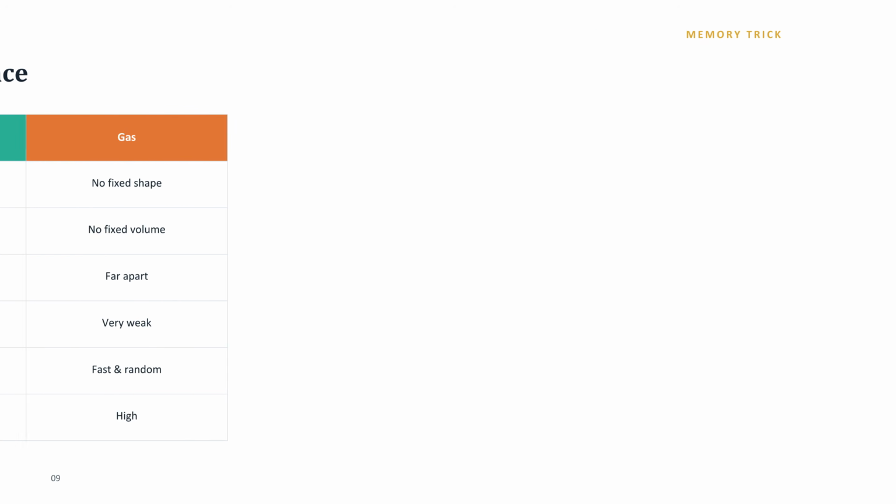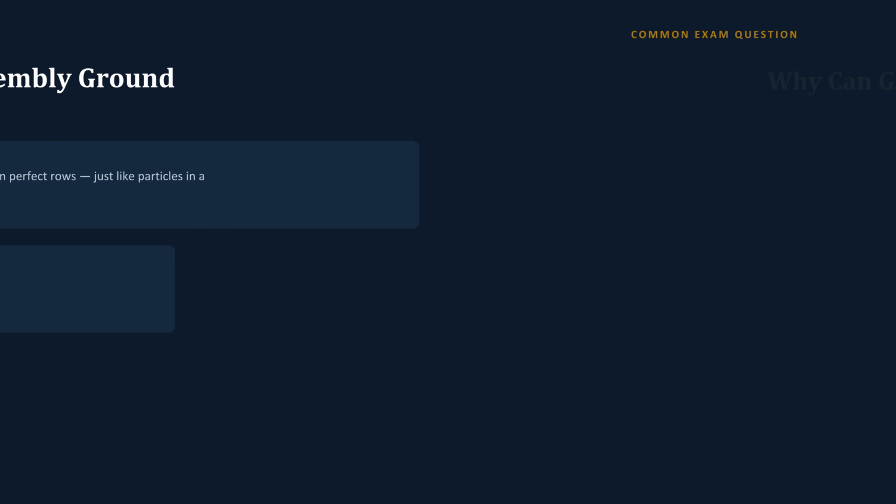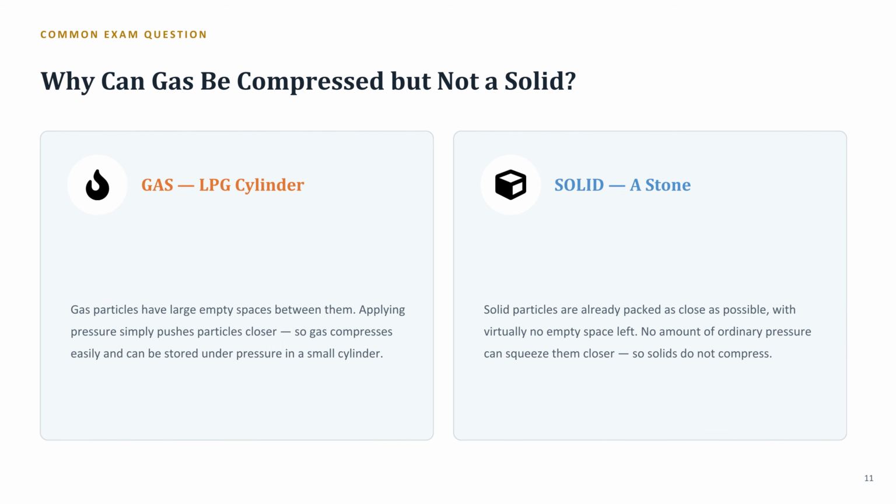Here's a simple way to remember all this. Think about your school assembly ground. During morning assembly, students stand still, shoulder to shoulder, in perfect rows, just like particles in a solid. During a free period, students walk around slowly within the ground, just like particles in a liquid. But if a sudden holiday is announced, students run wildly in every direction across the entire field, just like particles in a gas.